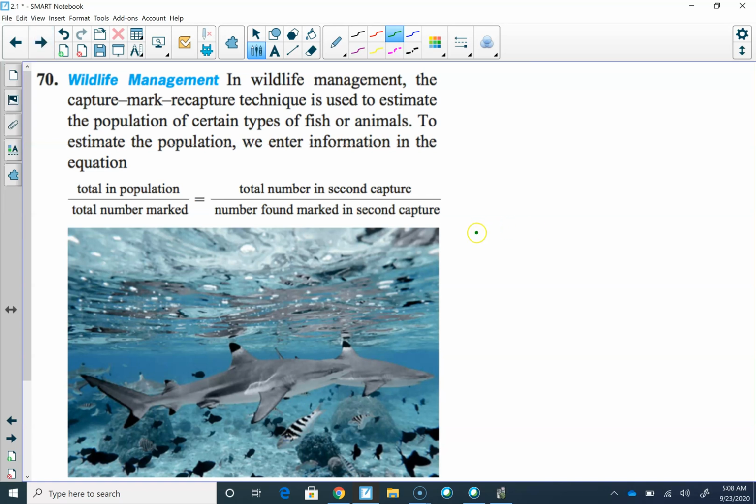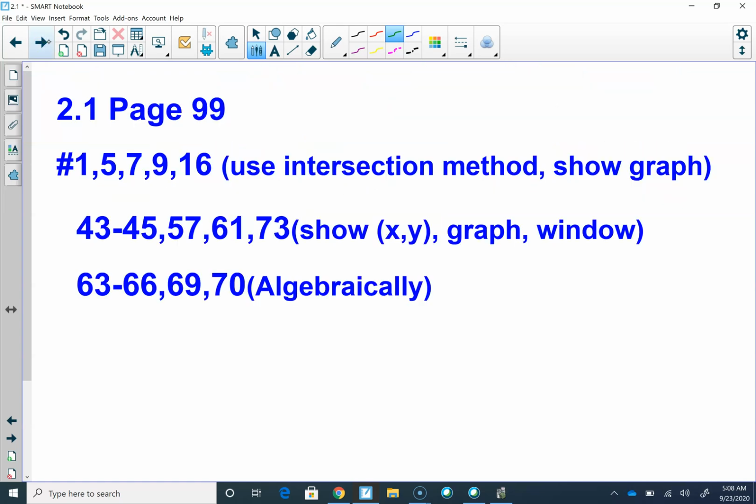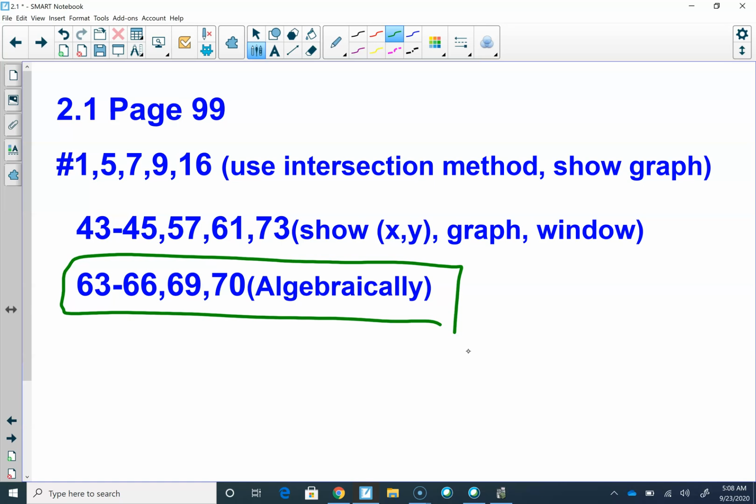This one here, you're just going to fill in what the proportions are. I'm going to let you do that yourself. And 73, we've done one like that, so I'm going to let you do that yourself. And again, be careful because these ones are algebraically. So take a look at the directions on all these.